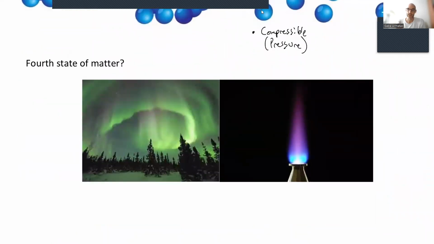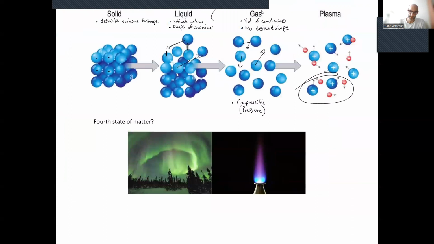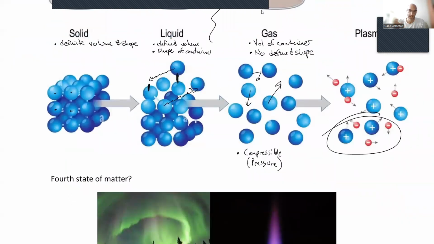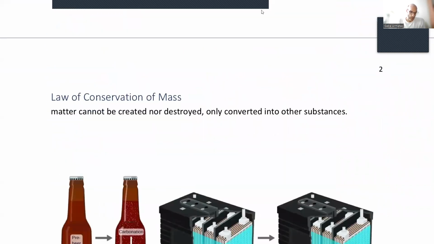The fourth state of matter is something called plasma, and we can see it up here. Plasma is made of charged particles. The aurora borealis is what happens when particles in the air get charged by radiation from the sun, and when you burn a flame, it's charged particles. So plasma is technically the fourth state of matter, though it doesn't really count. We're going to focus on solids, liquids, and gases, and leave plasma here and not worry about it anymore.